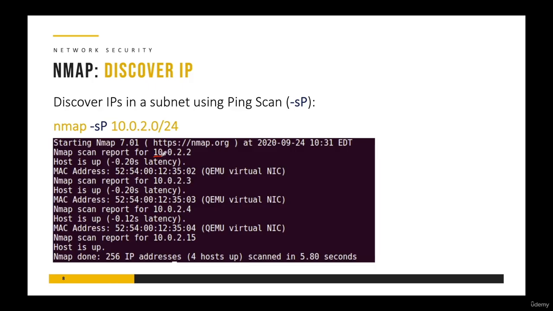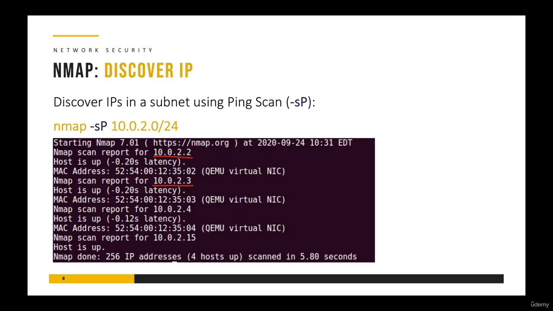As the results show, we are going to find out all of the IP addresses which are up. For example, we see that 10.0.2.2 is up, 10.0.2.3 is up, and so on. So this basically tells us all of the IP addresses which are available. Since we used a mask of 24, Nmap is going to scan 256 different IP addresses or different hosts, and it's going to tell you how many of those hosts are up.